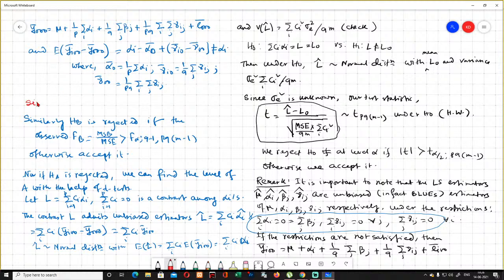Similarly, mu hat, beta j hat, gamma ij hat are not unbiased if the restrictions are not satisfied.